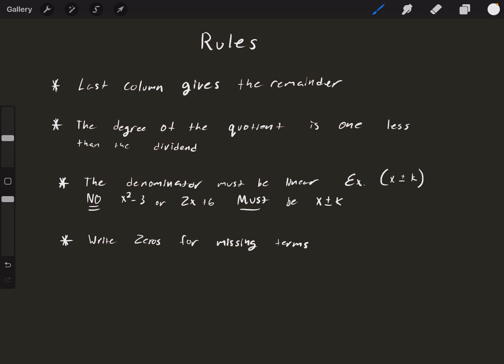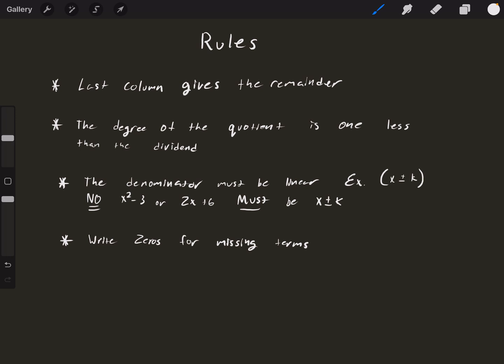The denominator must be linear. Example, x plus or minus k. No x squared minus 3 or 2x plus 6. It must be x plus or minus k. And finally, write zeros for missing terms.